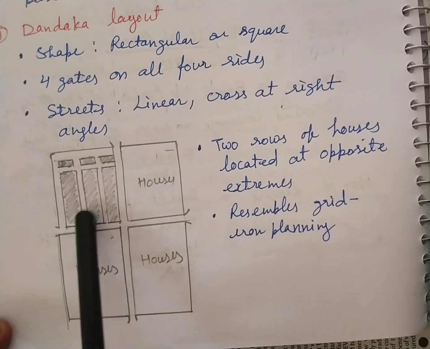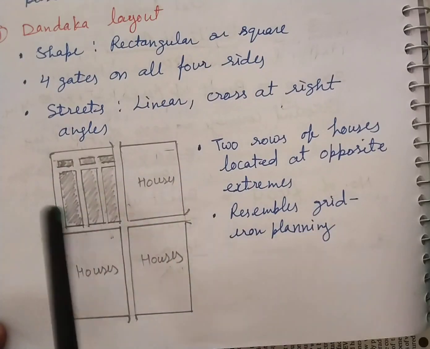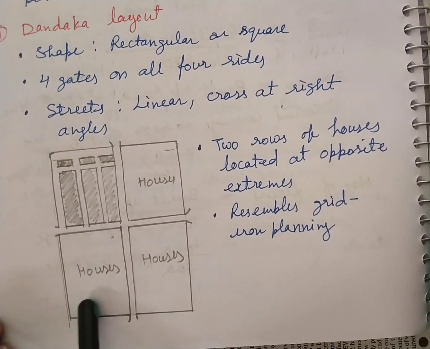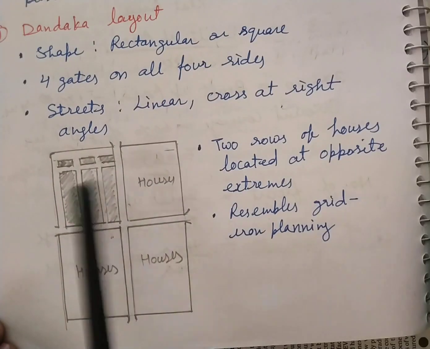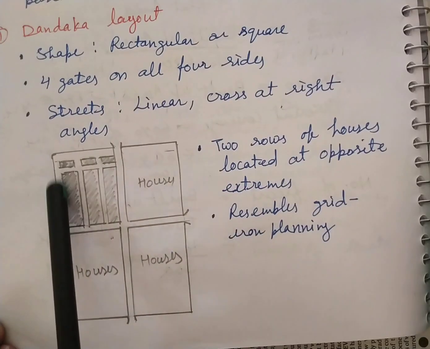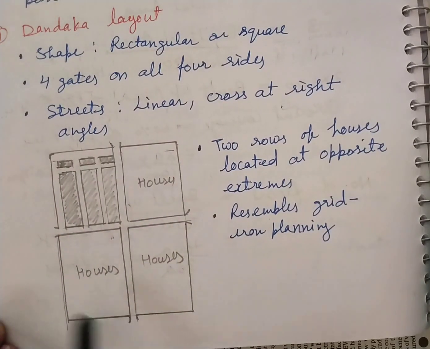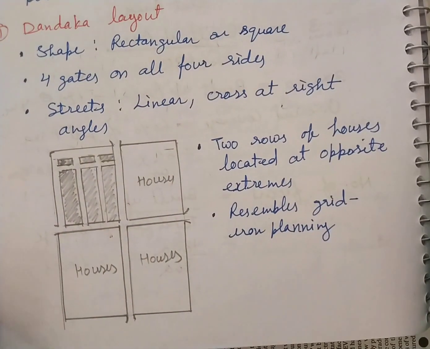2 rows of houses located at opposite extremes, resembles gridiron planning. This pattern will repeat here. These are the housing blocks and these are the connectivity roads. And these are the main roads and these 4 are the gates. Alright.